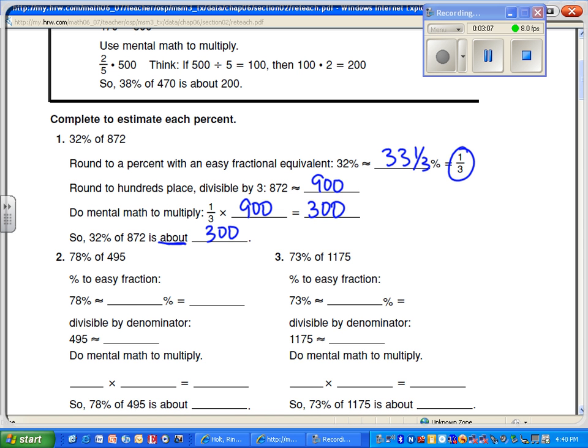Make sure you're doing these in your head. You want to round to percentages and numbers that you can easily work out in your head.